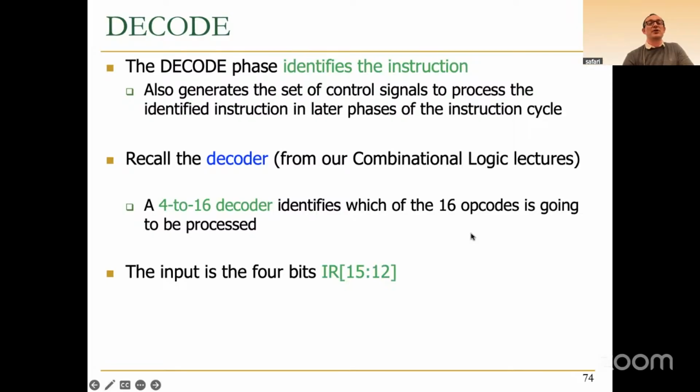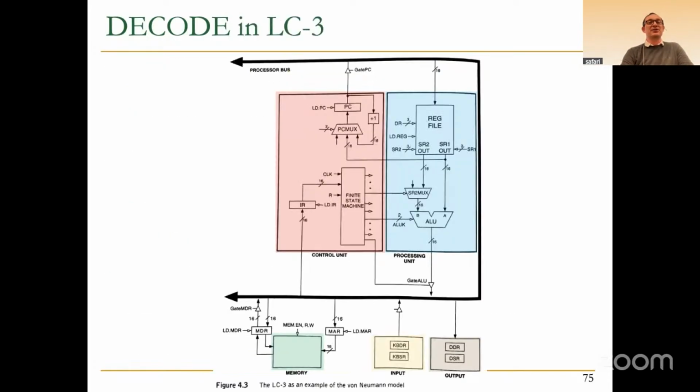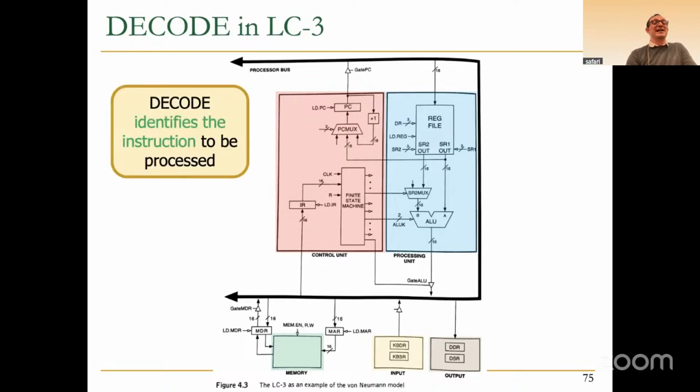So the input is 4 bits, the top 4 bits of the instruction register, because we've already fetched the instruction from memory, and the remaining 12 bits identify what else is needed to process the instruction based on those 4 bits. Okay, so let's take a look at decode. We're not going to see a whole lot here, but basically, we identify the instruction to be processed. Essentially, the top 4 bits of the instruction register go through a decoder, and affect this finite state machine that we're going to see later.